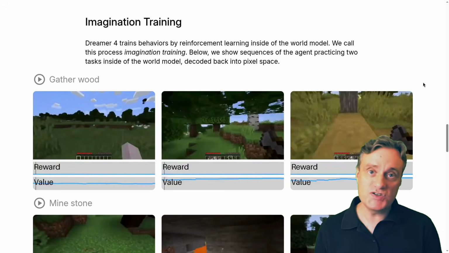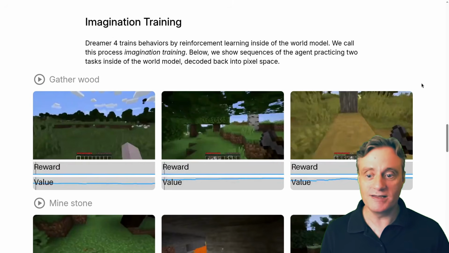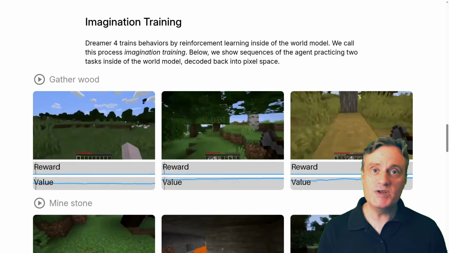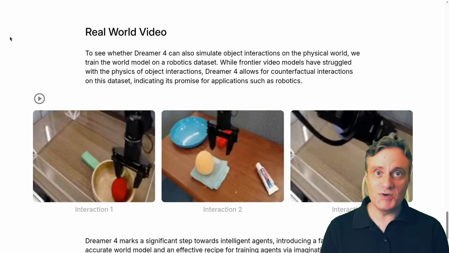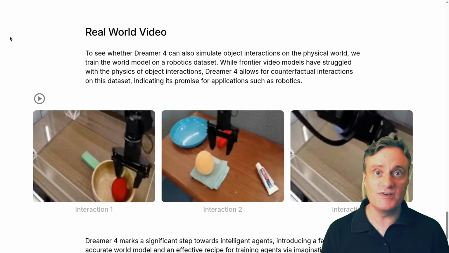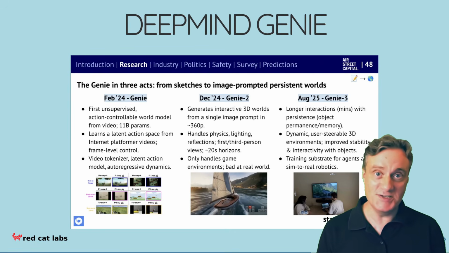I'll put a link to their project page in the description, and here are some images of their imagination training, where these are simulated images instead of real-world Minecraft images, and you can see that the simulation is pretty faithful, which would of course mean that the agent has a good chance of learning useful information in simulation. And also on their project page, we can see how they applied this to real-world videos for training robots picking up various objects.